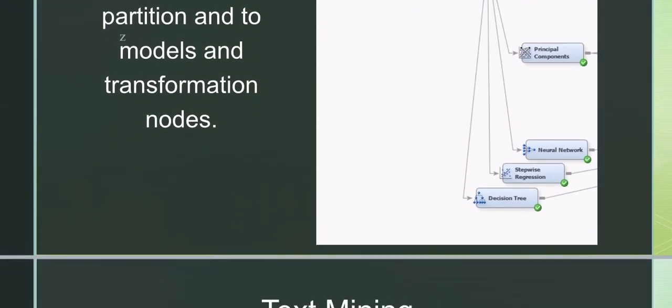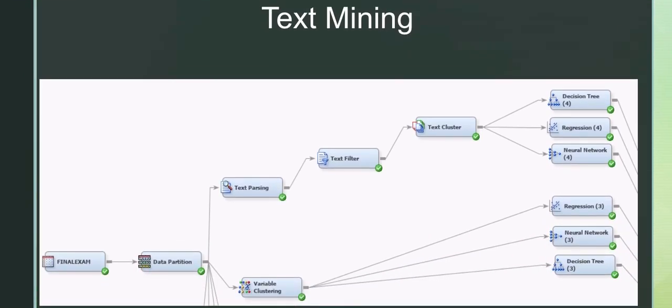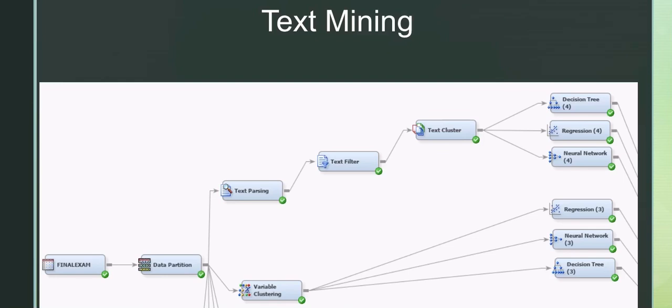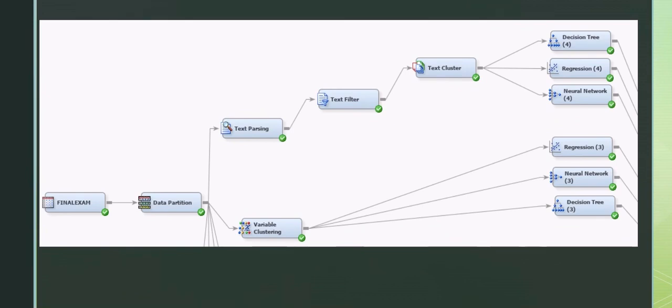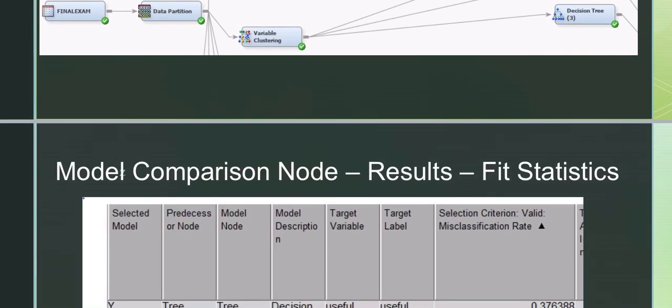I would, however, like to show my text mining nodes as they are a bit more involved. So from the data partition, I have the text parsing node, the text filter node, and the text clustering node, which is then feeding into the decision tree, regression, and neural network. The text parsing node is parsing the rev underscore text, and then it filters for that and it continues on. You can also see here the variable clustering node, which is feeding the same three models: regression, neural network, and decision tree.